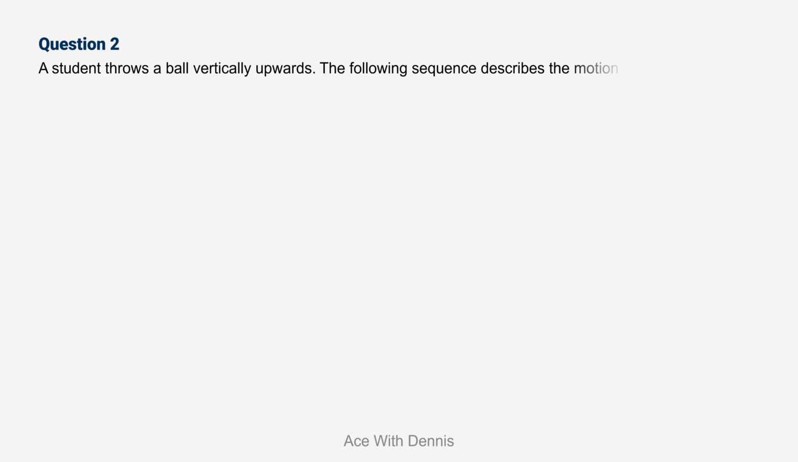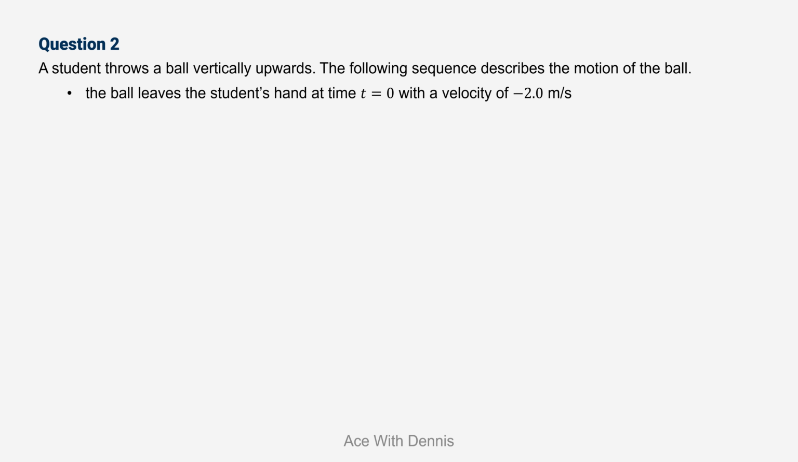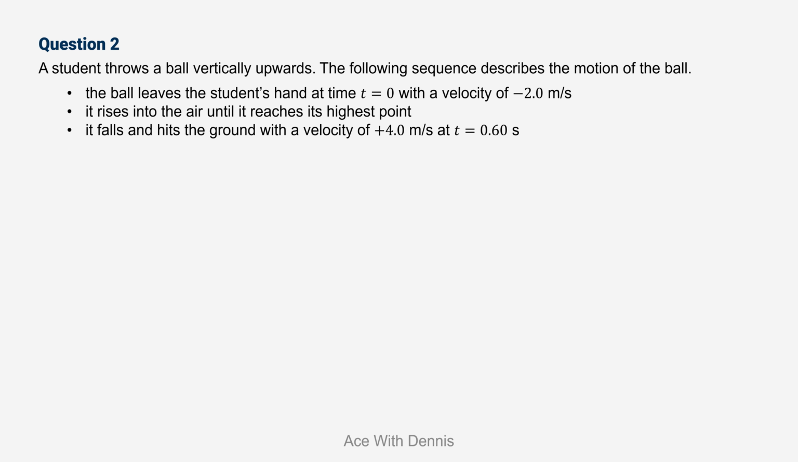Next question, question 2. A student throws a ball vertically upwards. The following sequence describes the motion of the ball. The ball leaves the student's hand at time t equals 0 with a velocity of negative 2.0 meters per second. It rises into the air until it reaches its highest point. It falls and hits the ground with a velocity of positive 4.0 meters per second at t equals 0.60 seconds.